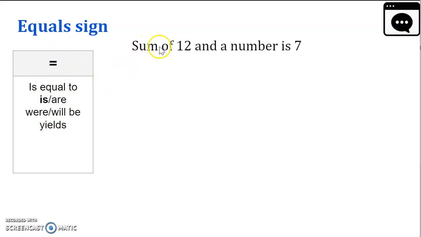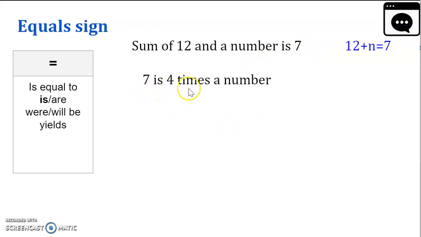So for example, the sum of 12 and a number is 7. So the sum of 12 and a number becomes 12 plus n, right? When you see "is," that's equals 7. So 12 plus n is equal to 7.